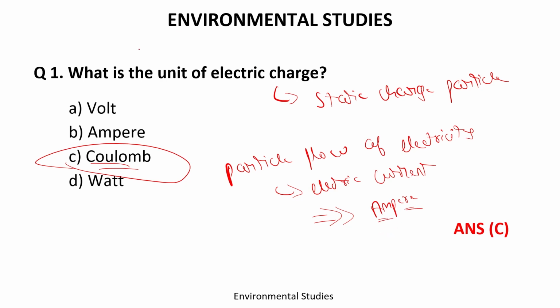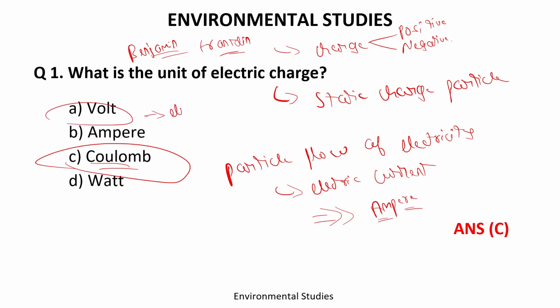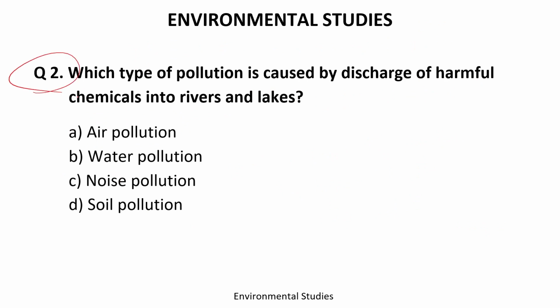All right. And there was a person whose name was Benjamin Franklin, who divided charge into positive and negative. Okay. So remember these details. Volt is for the electric potential. Okay. Let's move forward.